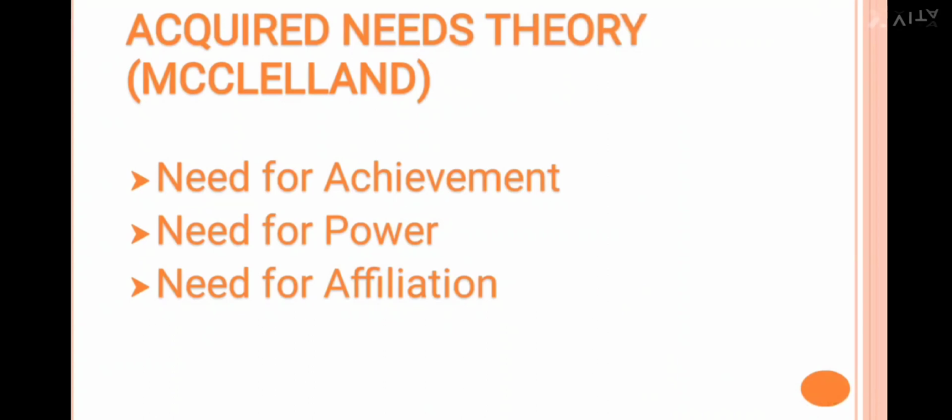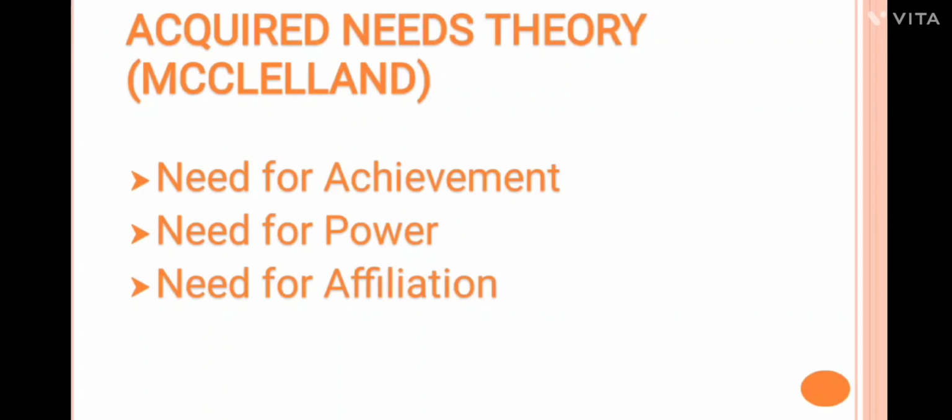The next one is acquired need theory. This theory was introduced by McClelland. He has described the needs in three stages. The first one is need for achievement. It includes issues of excellence, competition, challenging goals, persistence, and overcoming difficulties. A high achiever wants a challenging job and responsibilities for work. He is willing to take calculated risks and sets moderate performance goals which are under his control.